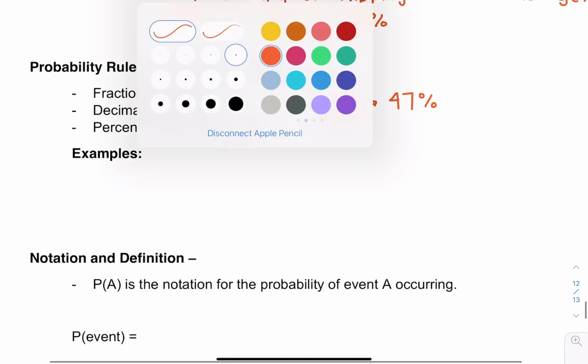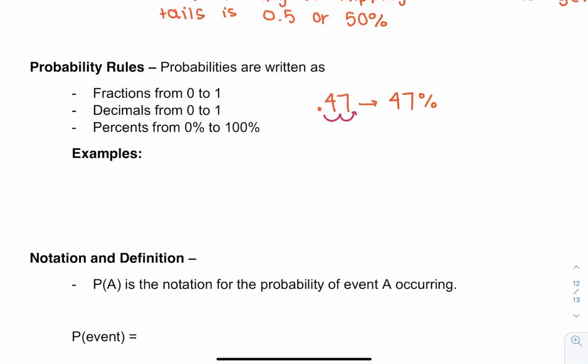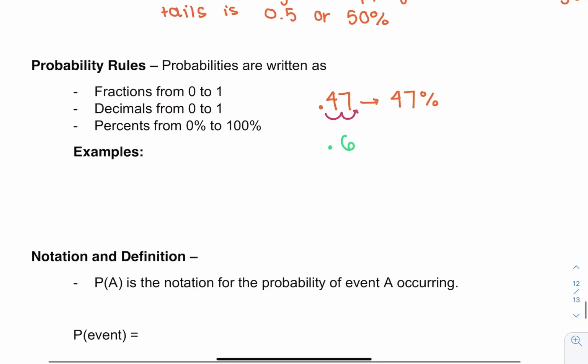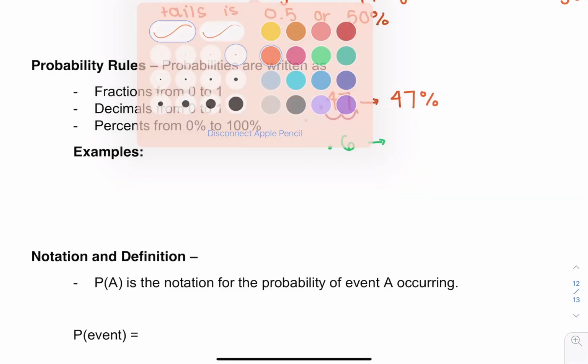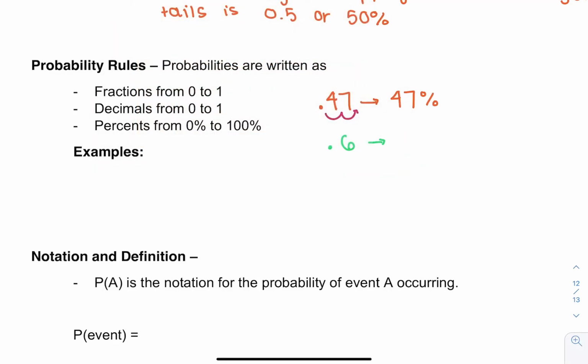But this is a mistake a lot of people make. If we have something like 0.6, I still have to move it over 2 to the right. So remember, I could just add an extra 0 to the end. And now when I move it 2 to the right, it becomes 60%.